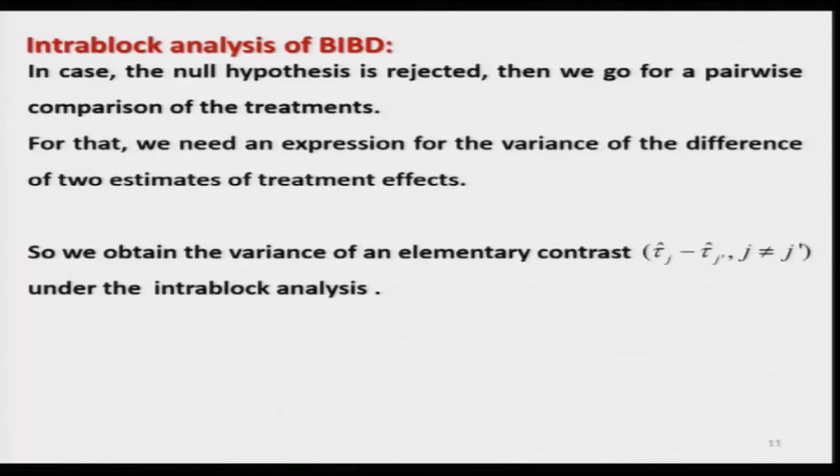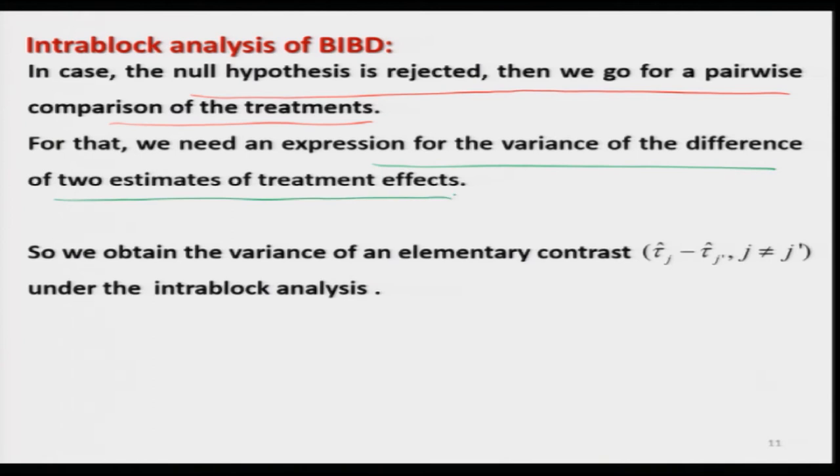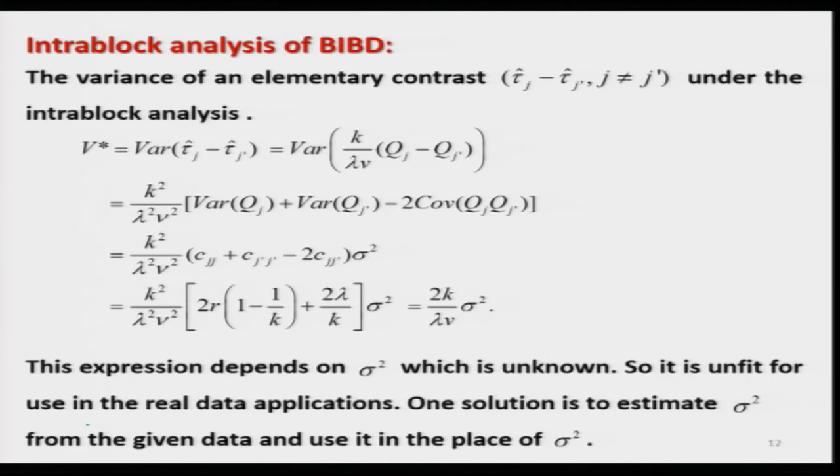Okay, so we come back to our lecture, and now we are saying that in case the null hypothesis is rejected, then we go for a pairwise comparison of the treatments. In order to develop this type of test, we need an expression for the variance of the difference of two estimates of the treatment effects, like the elementary contrast tau j minus tau j prime. So we need to find out the variance of tau j hat minus tau j prime hat, an elementary contrast, and try to find its variance.